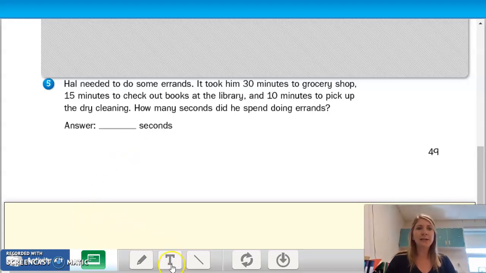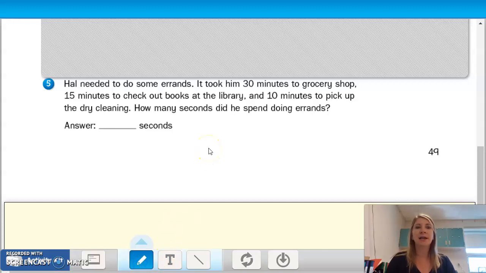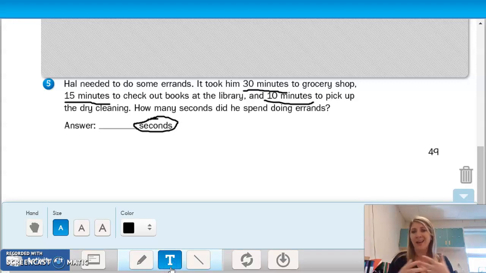All right, Hal needed to do some errands. It took him 30 minutes to grocery shop, 15 minutes to check out books at the library, and 10 minutes to pick up the dry cleaning. How many seconds did he spend doing errands? So I can see that I have 30 minutes here, 15 minutes here, 10 minutes here, but I see that I want my answer in seconds. So all that we want to know is together, after all those errands, how much time did he spend?